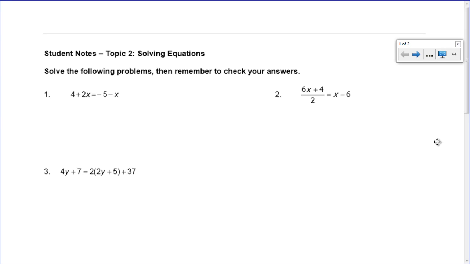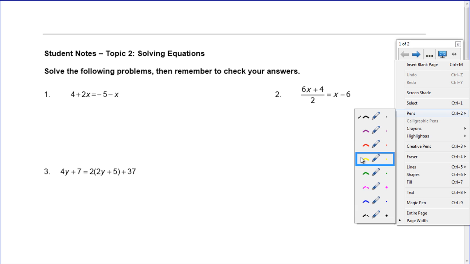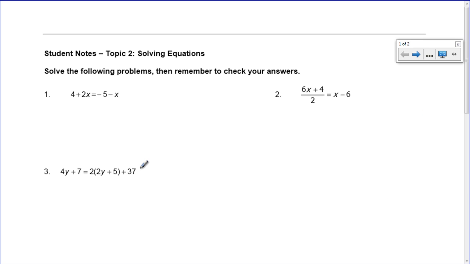Well, hey there, kiddos. Here's the video for your topic 2, solving equations. You need to take notes as we go along with the notes that match with this, and then you will take a post-assessment after this to make sure that you're really getting it and understanding, and then we'll work on some reviews. So we're going to solve some equations using inverse operations and things that we know.